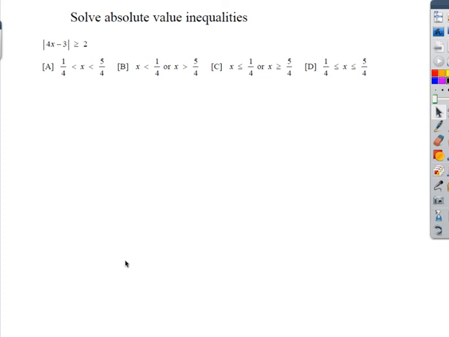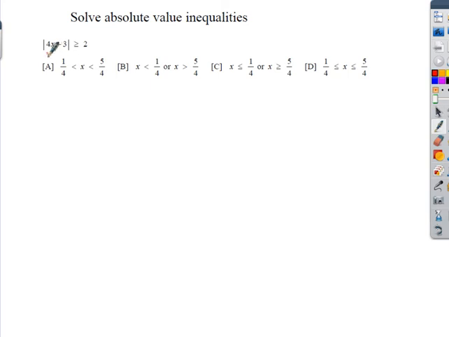Okay, welcome to Accelerated Math. Solve absolute value inequalities. So solving them, we're not going to put it on number lines, just trying to solve it and find out in terms of x. Alright, I started with a relatively simple one here.